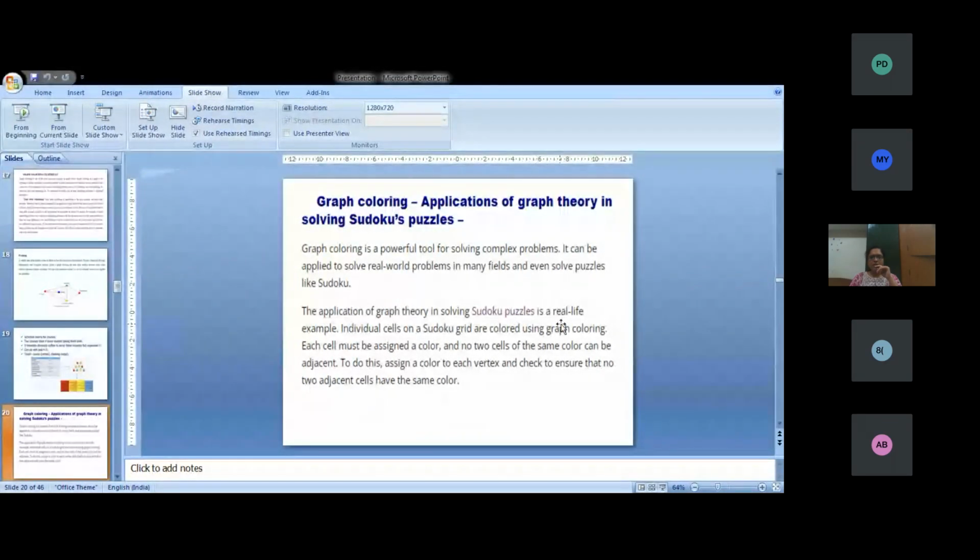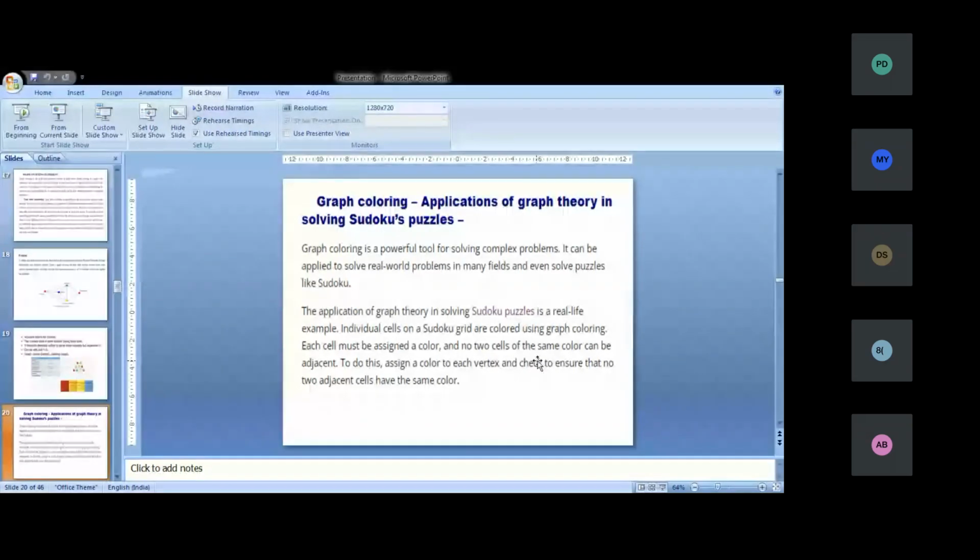So we have come across this puzzle. It has numbers, and you have to fill in the numbers so that they satisfy the constraints. That is a main application of graph theory used in the Sudoku puzzle. Individual cells on the Sudoku get colored using graph coloring. So here we are using graph coloring also. Each cell must be assigned a color, and no two cells of the same color can be adjacent.